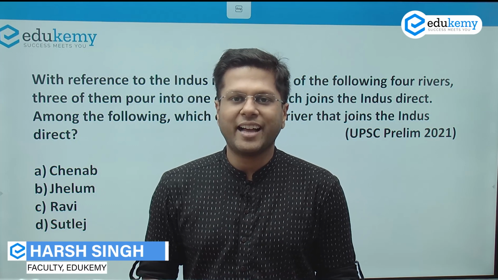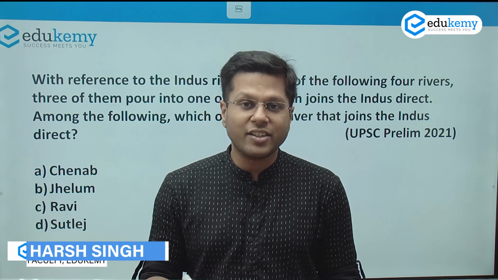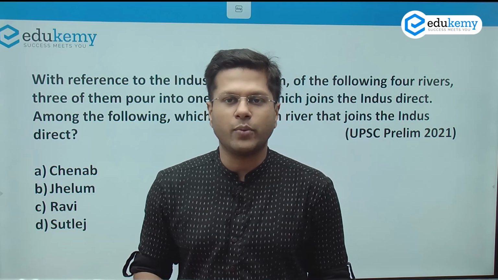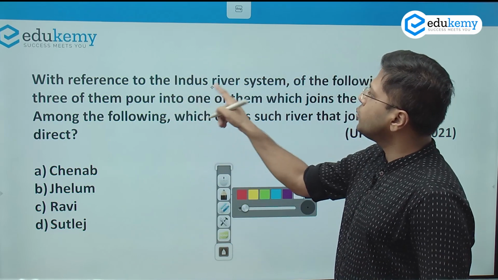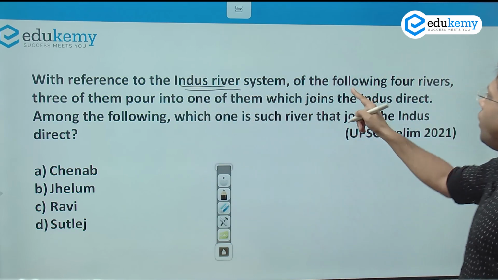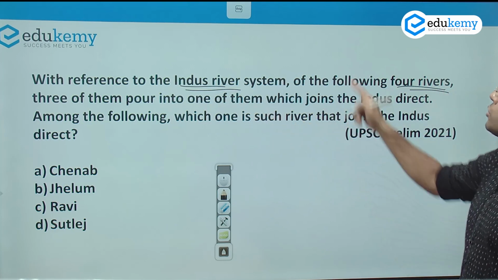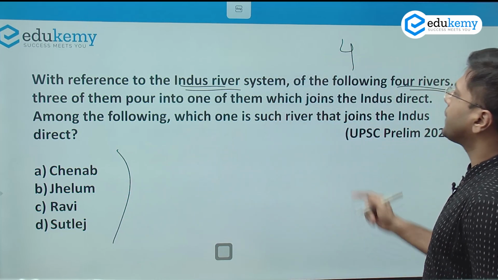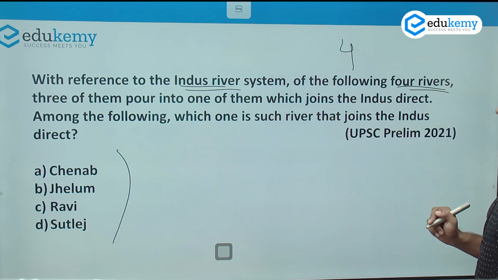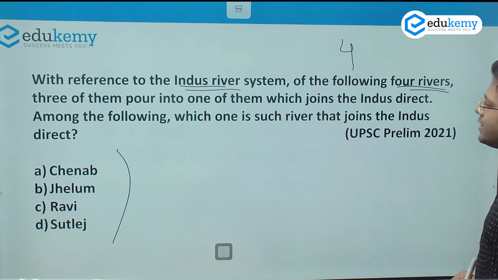My name is Harsh Singh, and in this video we shall discuss one of the debatable questions that was asked in UPSC pre-exam 2021. So let's read the question. With reference to Indus river system, of the following 4 rivers, 3 of them pour into one of them, which joins the Indus direct. Among the following, which one is such river that joins the Indus direct?